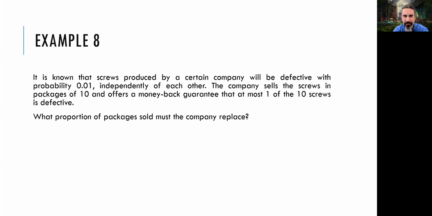A simple question. It is known that screws produced by a certain company will be defective with probability 0.01. So we have a 1% chance of creating a defective screw, independent of each other. The company sells the screws in packages of 10 and offers a money-back guarantee that at most one of the 10 screws is defective. Okay, what proportion of packages sold must the company replace? So we are looking for the probability of finding more than one defective screw in that 10 screw box.